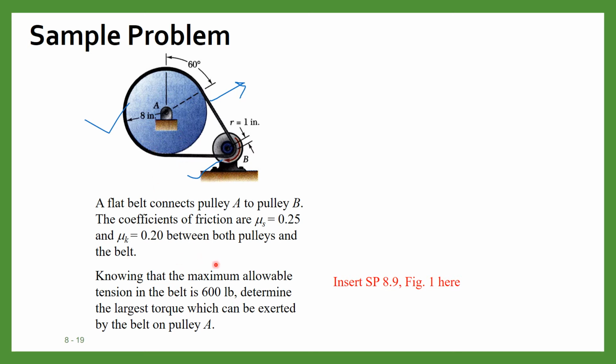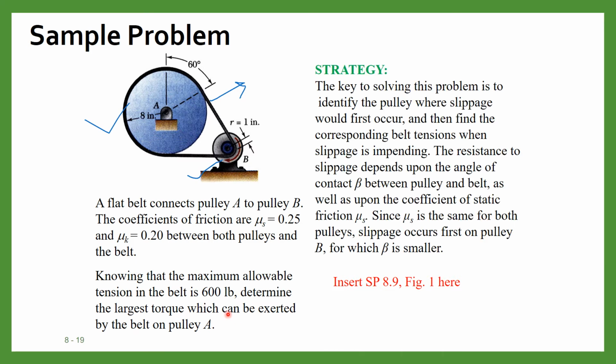So maximum allowable tension is this. Determine the largest torque which can be exerted by the belt on pulley. So this is our problem. How are we going to solve this? This is the strategy.